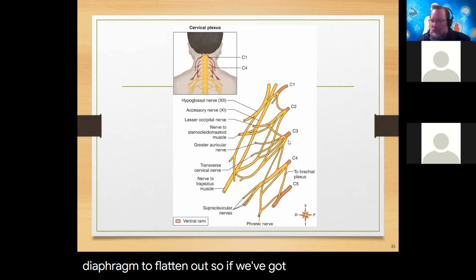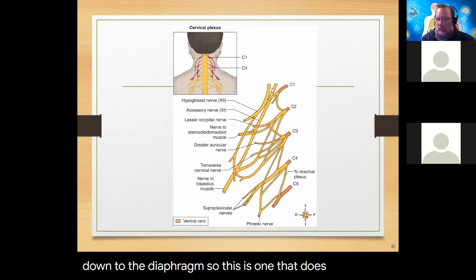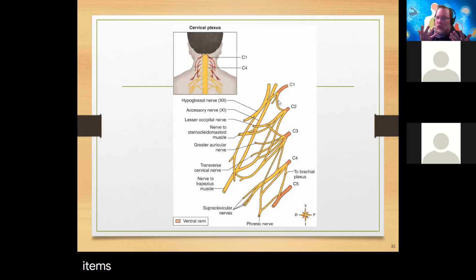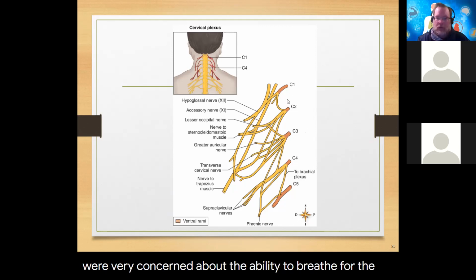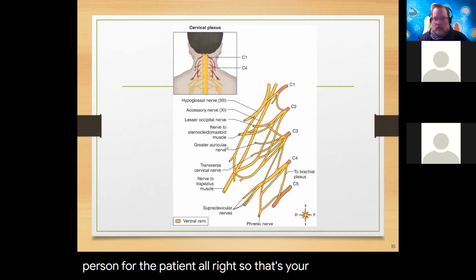So if we've got damage up here, it could affect nerve flow from the spinal cord to the phrenic nerve all the way down to the diaphragm. So this is one that does travel. Most of these nerves generally are going to feed items that are close by. Phrenic nerve does travel down to the diaphragm. Again, also why neck injuries in the cervical area, we're very concerned about the ability to breathe for the person, for the patient. All right, so that's your cervical plexus.